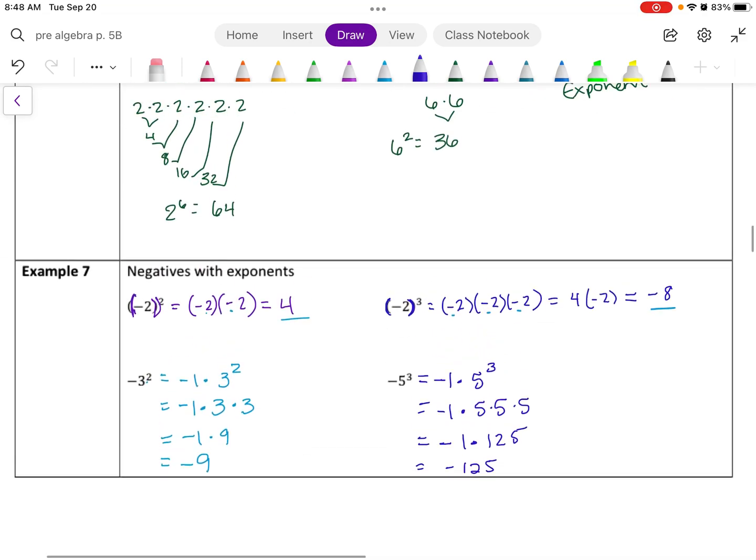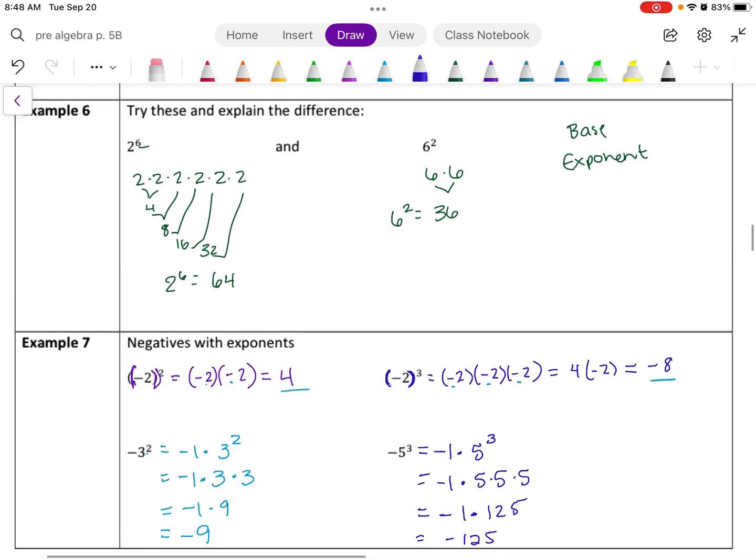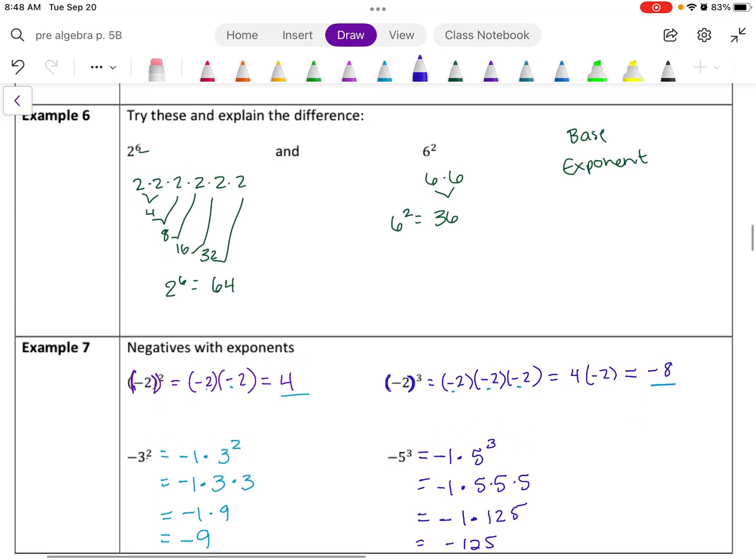All right, so that's our exponents. Make sure the bigger number is always the base. The smaller number raised to the right is the exponent. That's telling you how many times to multiply something together.